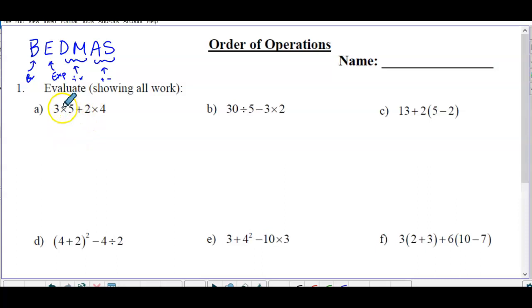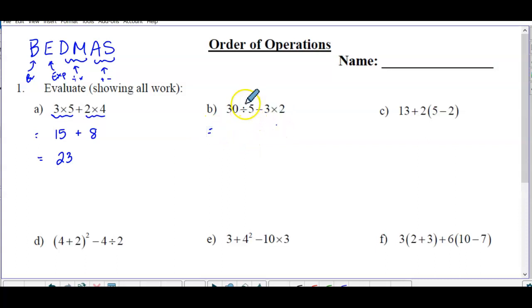The first one, you have multiplying, adding, multiplying. So visually in my head, I group these because I see that they're multiplying. And that's what has to be done first. So 3 times 5 is 15, plus 2 times 4 is 8, and then you add those together. I'd like you to try to do these without a calculator so that you can get that mental math practice.